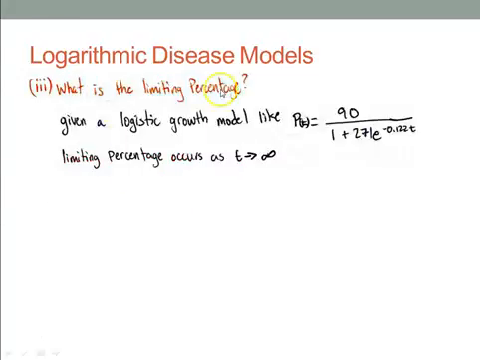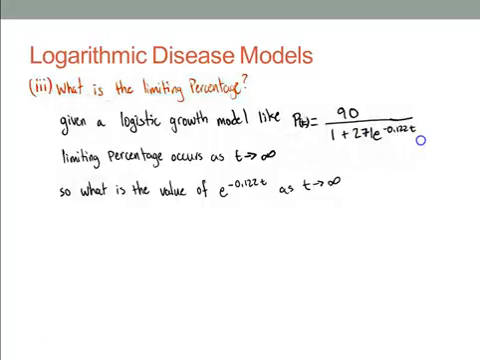So, the third part about this logarithmic disease model is what is the limiting percentage? So, what the heck do I mean for limiting percentage? Limiting percentage occurs as we put time to infinity. So we're going to push time to the oldest possible time that it can possibly get. So I want you to yank out your calculator, and I want you to take just this part here, e to the negative 0.122t, and I want you to plug in larger and larger values for t. As you do, you should see that as t approaches infinity, e to the negative 0.122t approaches 0.